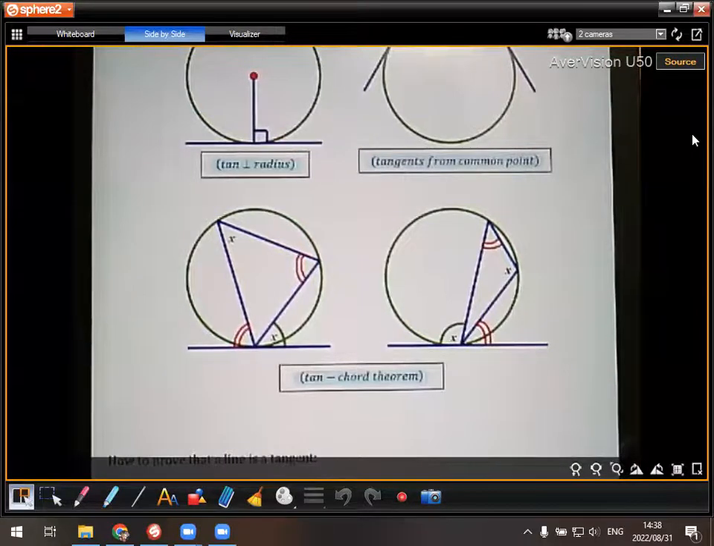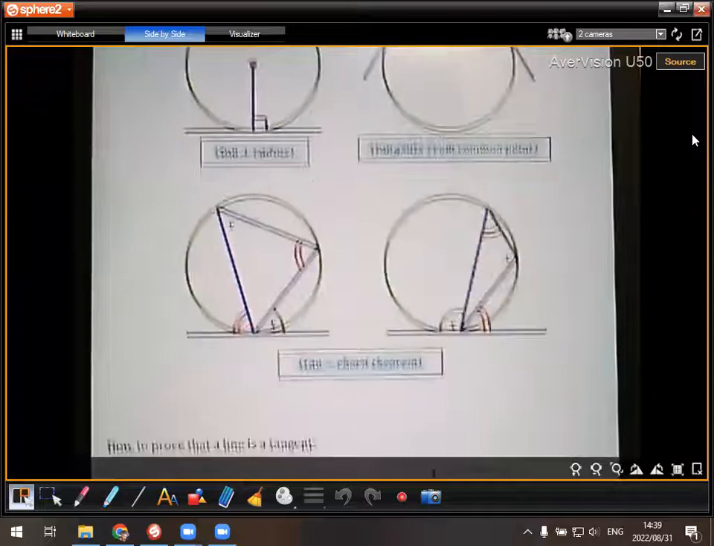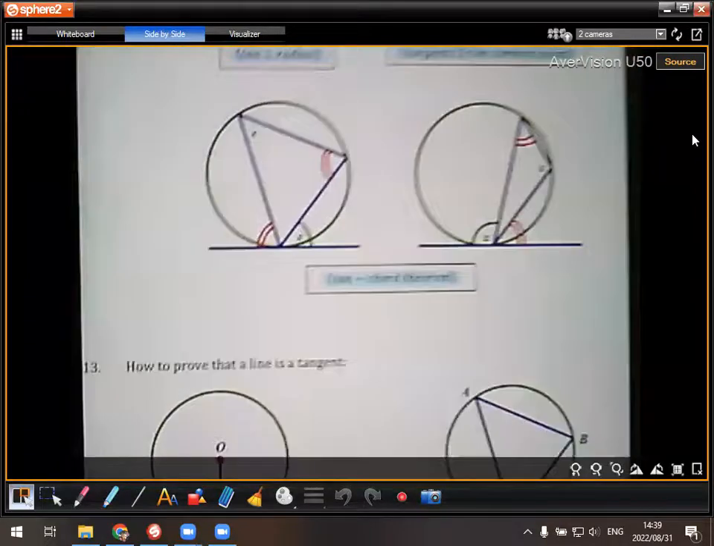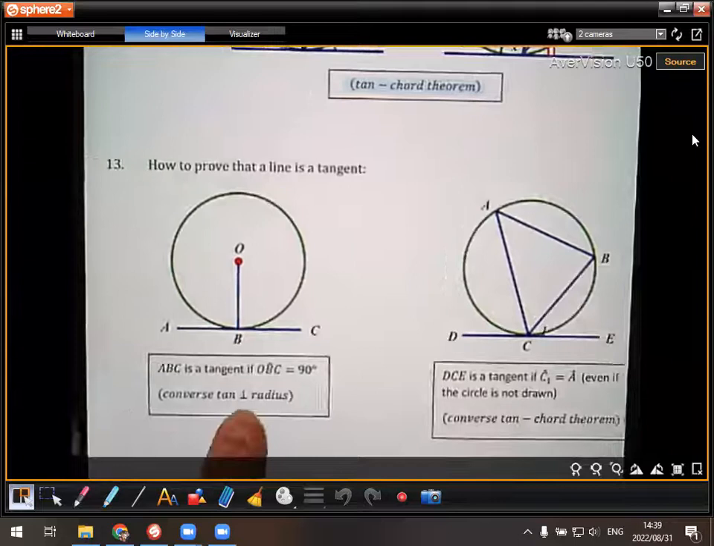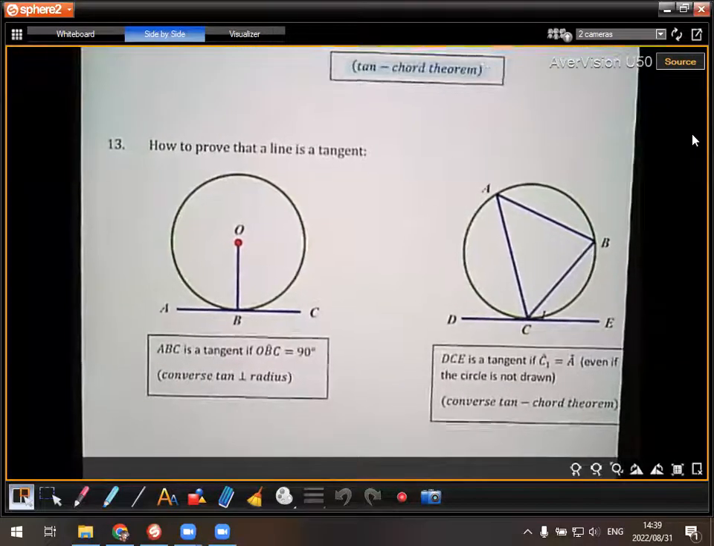Now guys, just like what we just did with cyclic quads, where sometimes they give you a quad that's not drawn in a circle, but you can prove that it could be drawn in a circle, in the same way, sometimes they can give you a line that doesn't look like a tangent, that doesn't touch a circle, but you can actually draw a circle in so that it is a tangent. So that is now the next section, the second part of this page. How to prove that a line is a tangent.